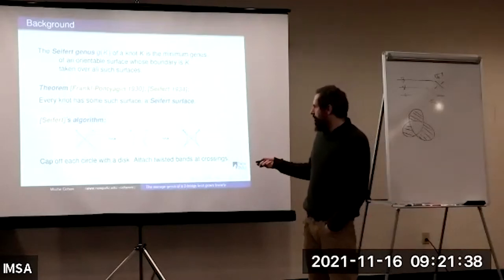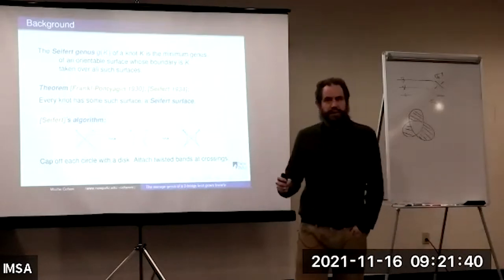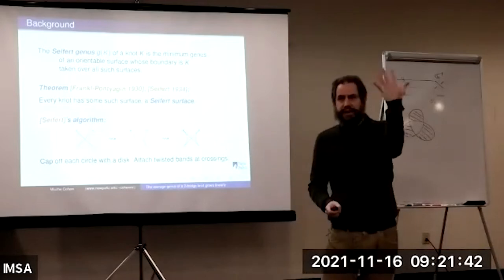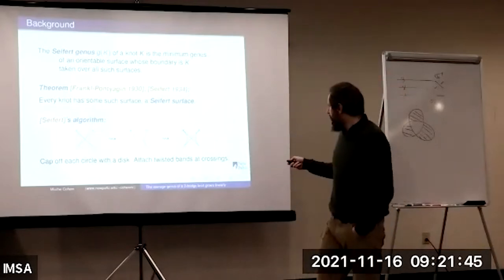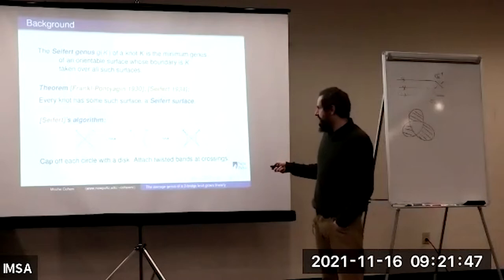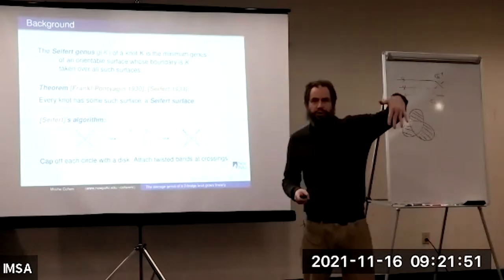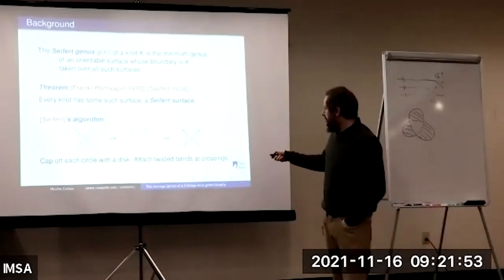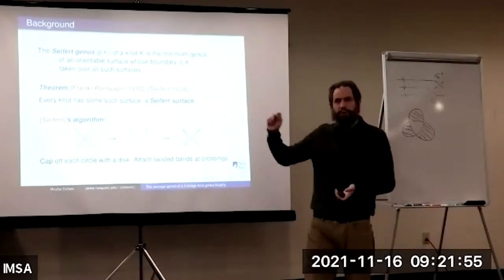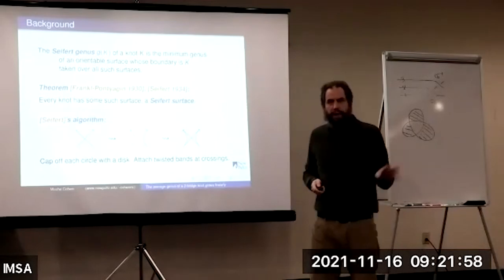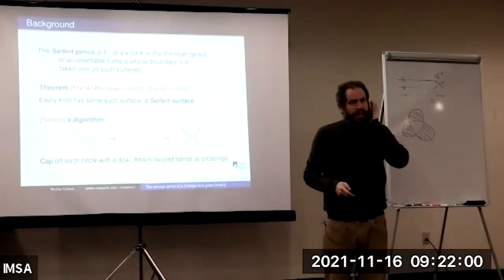And then each circle is gonna be colored in with a disc, like the front side of the coin, the heads and the tails. And we're going to glue these little bands between them so that the heads on one gets glued to the tails on another. This is like a twisted band where the twist follows whatever crossing direction they have. Is that okay? I know not everybody is a knot theorist.